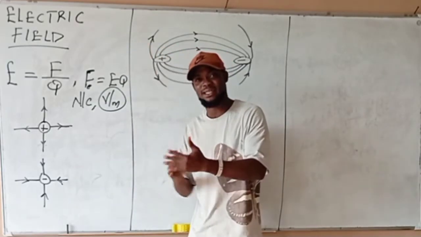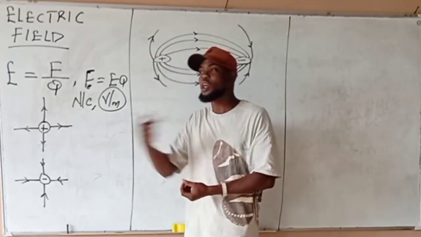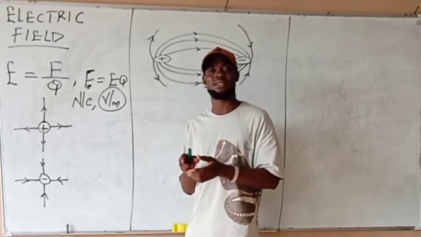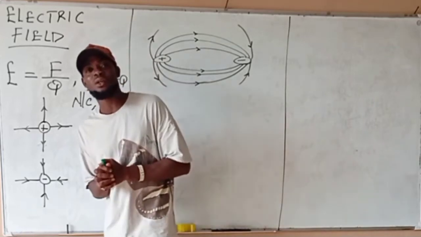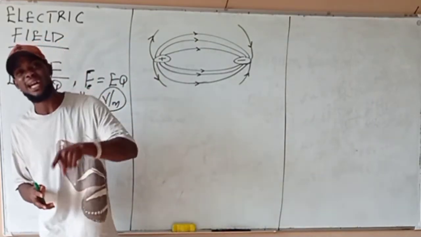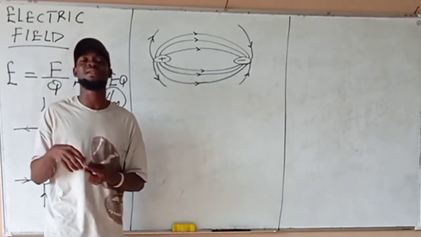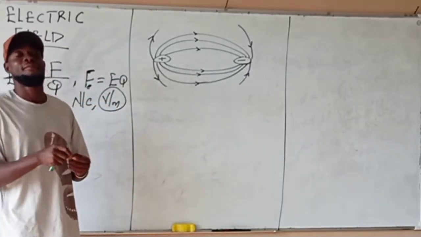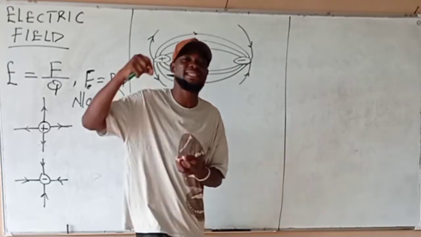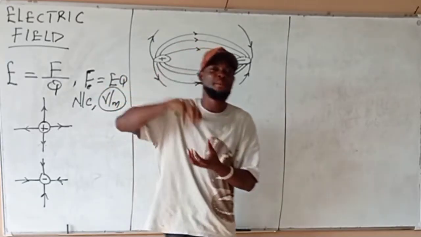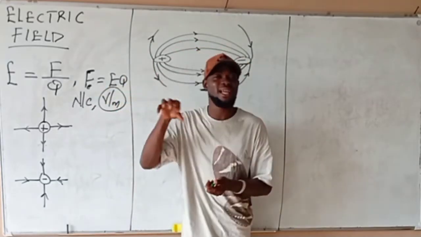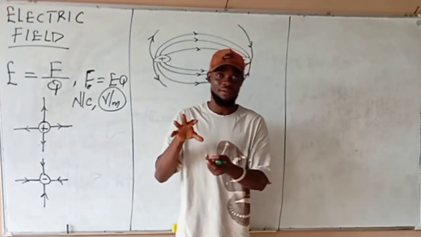Now, these electric field lines are drawn such that the tangent at any point will denote the direction of the electric field at that point. Now, the direction of electric field can also be obtained from the direction of a test positive charge placed in that field. I'm going to explain everything one after the other.